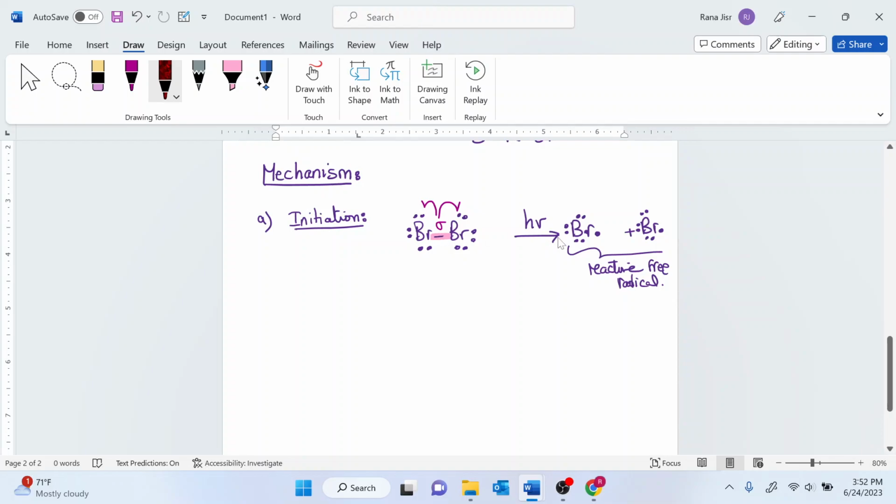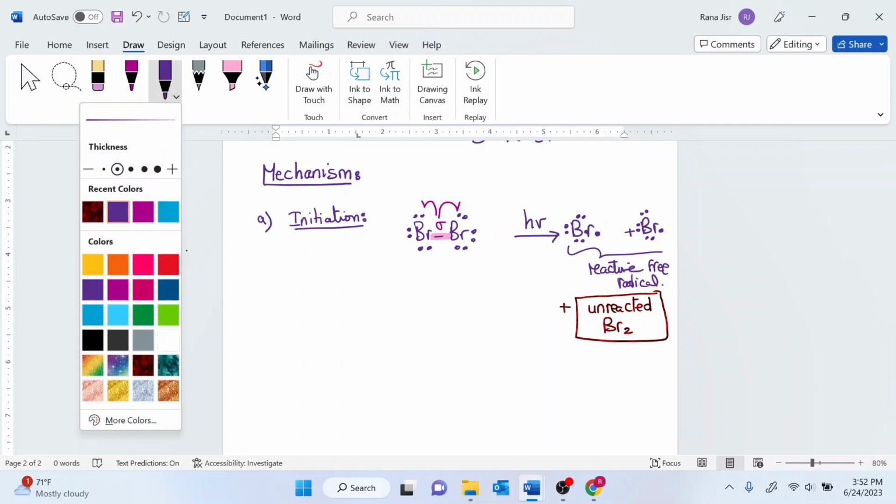Not all the bromines are changed into free radicals in the presence of light. Some of the bromines are going to remain unreacted. So we're going to call them unreacted Br2. Okay, here you go. So we're going to end up having free radicals and unreacted bromine. The free radicals are more reactive. These are our intermediates. So these are going to start the reaction with the cycloalkane.